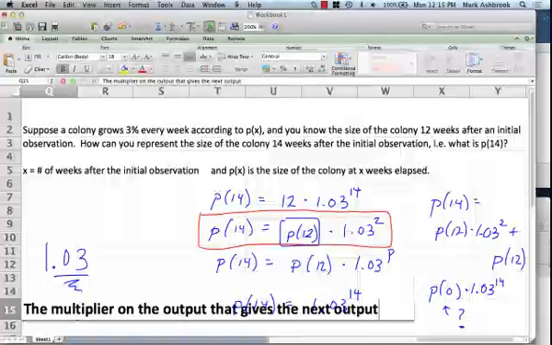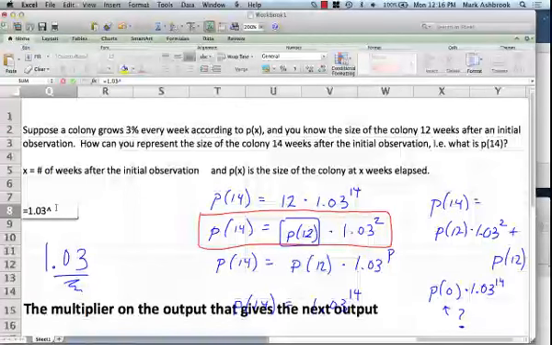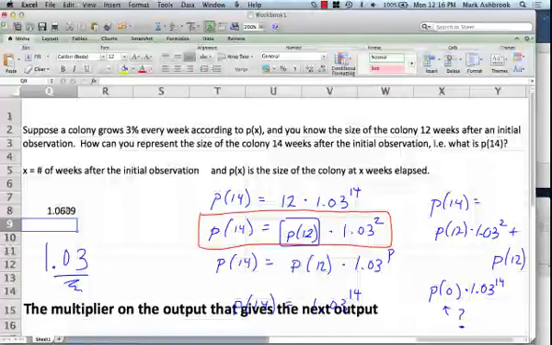All right, so let's compute. What is 1.03 squared? Does that make sense? Whenever you're doing problems, this has to be your image of what's going on. You've got this growth factor, and it keeps multiplying on the output to give you the next output. What is the value of 1.03 squared? It's 1.061.